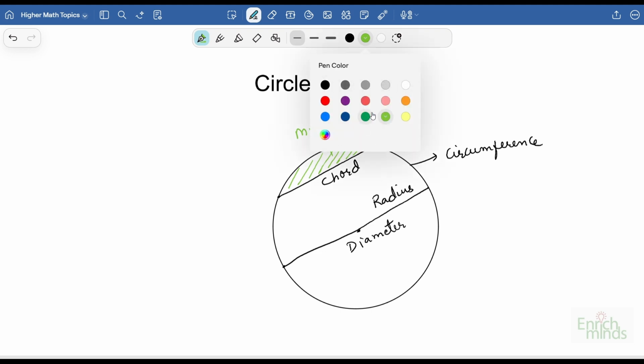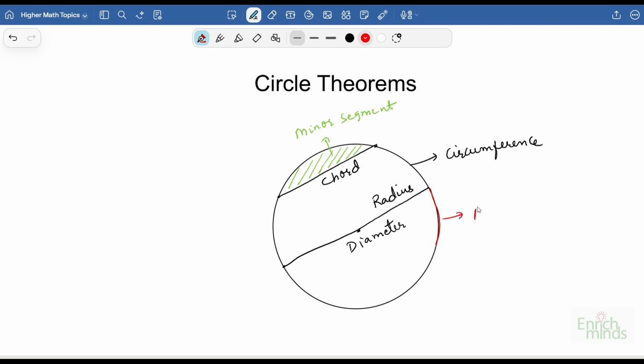If I take a portion of a circumference, suppose this part, that's the arc of a circle. And if I find the region enclosed by the arc and the radii, so this shaded region is the sector of a circle. Or this is the minor sector, and the region outside this minor sector is the major sector.